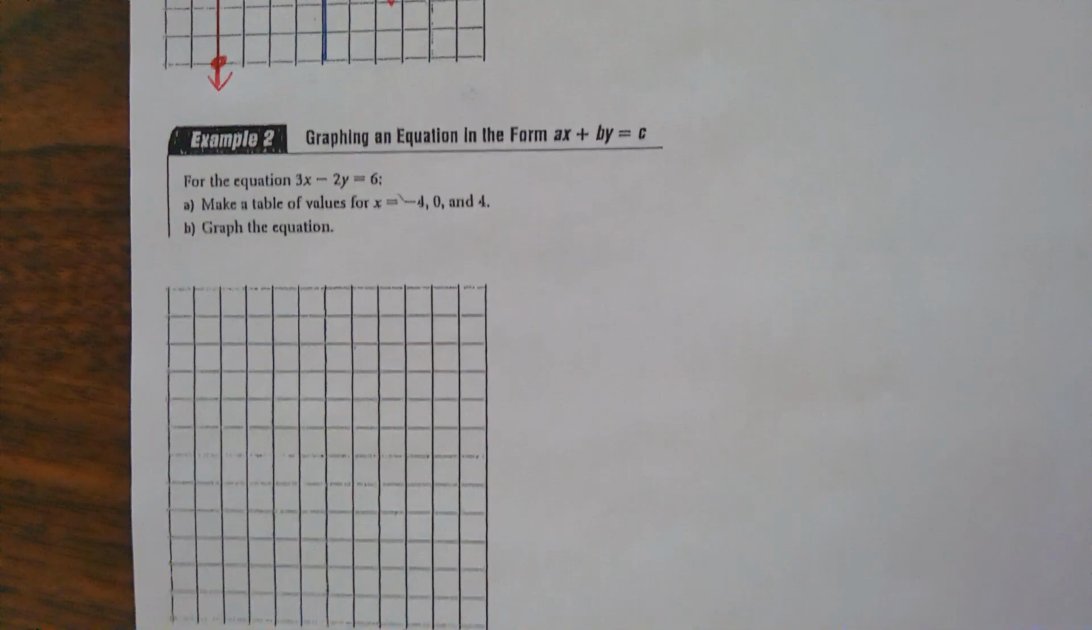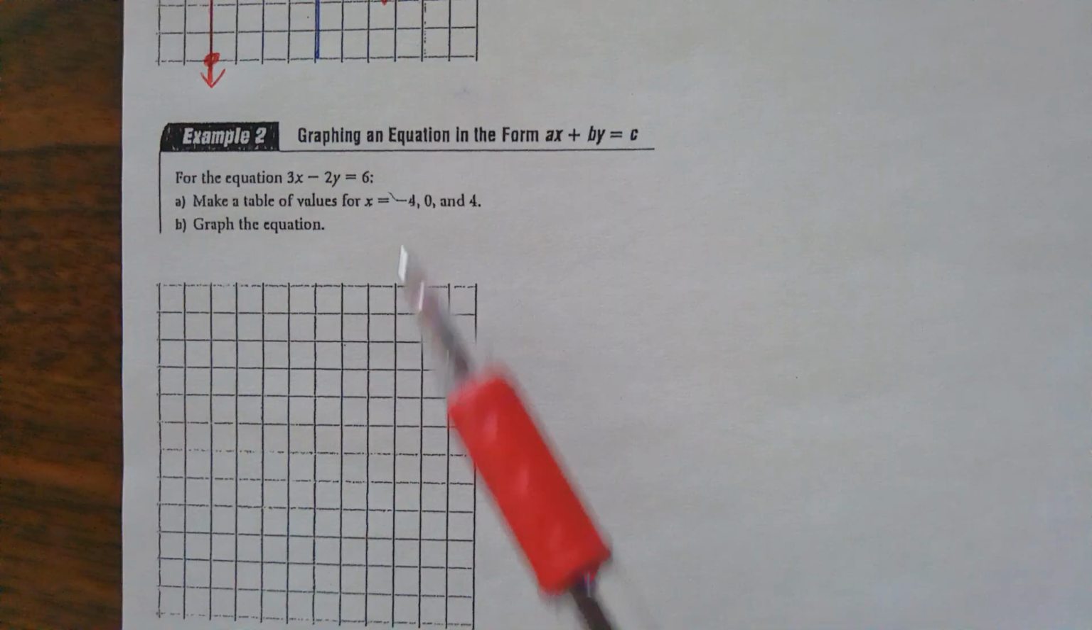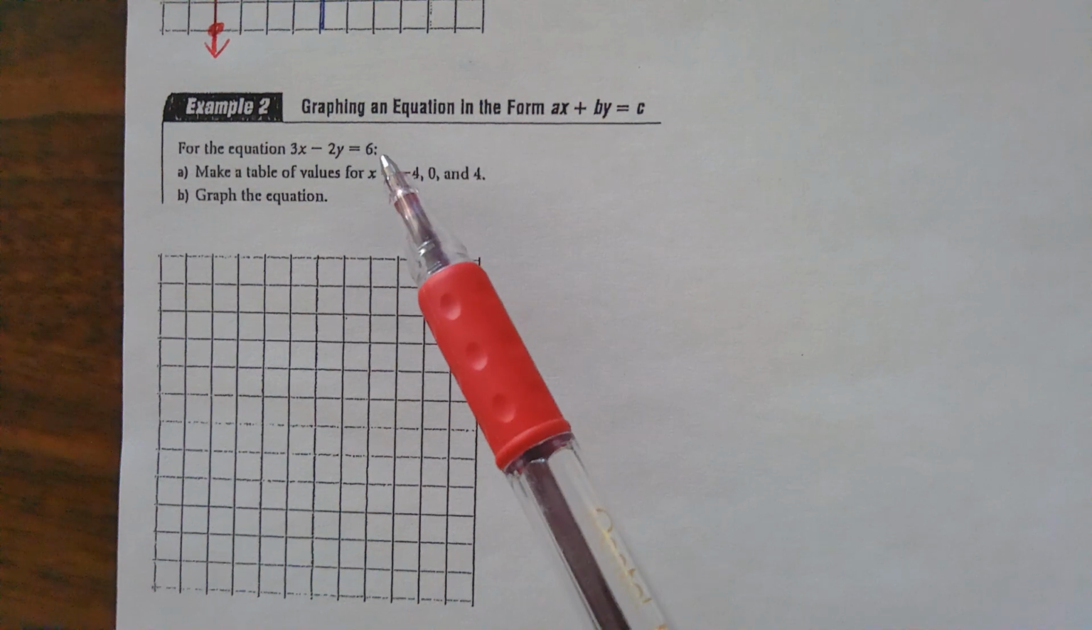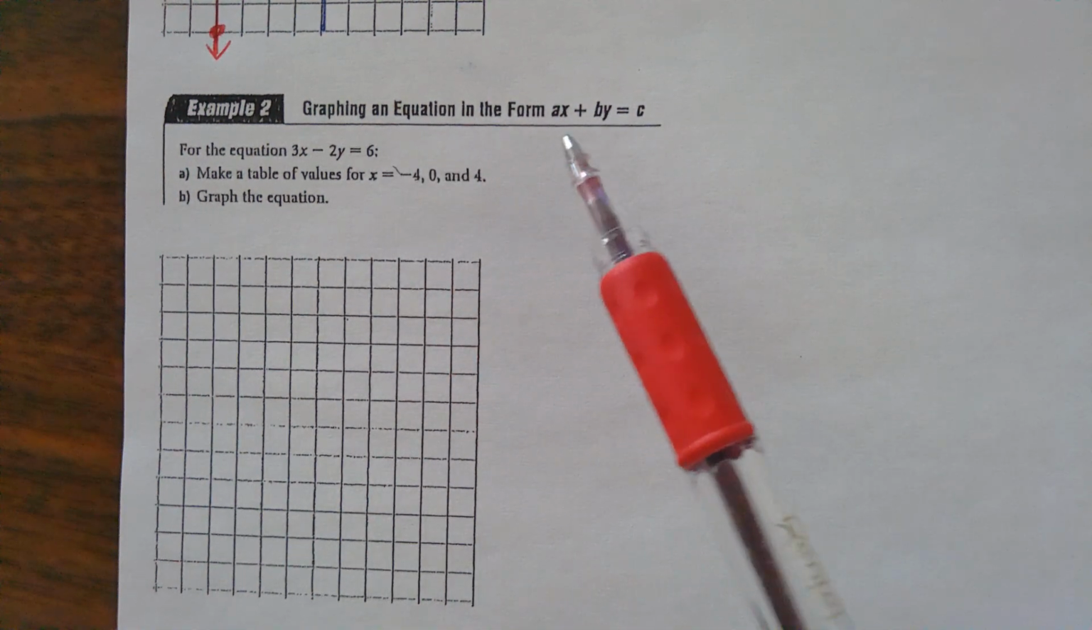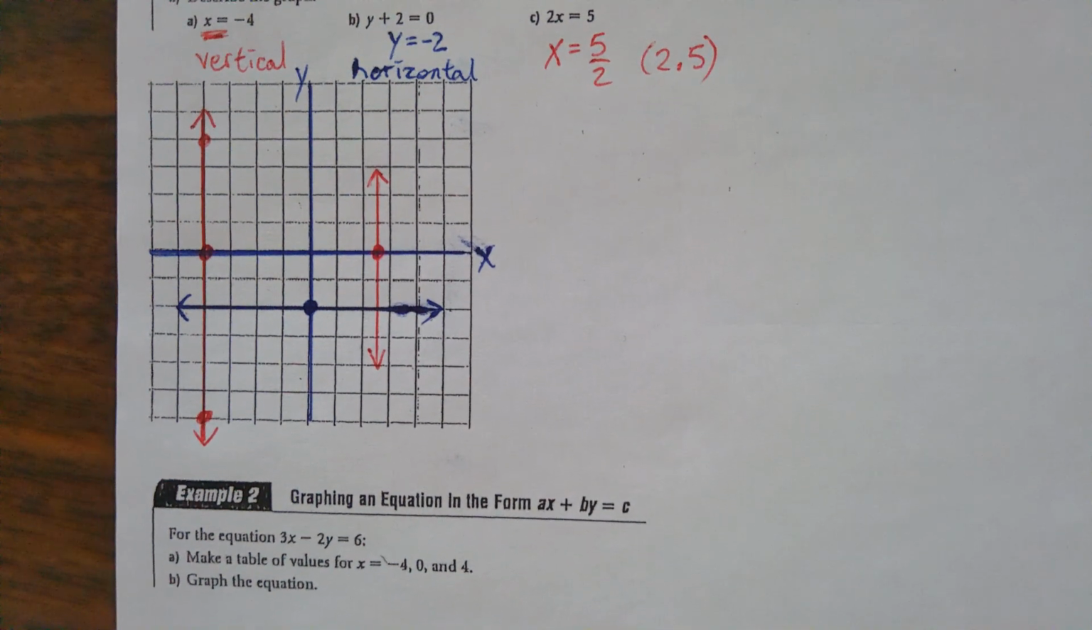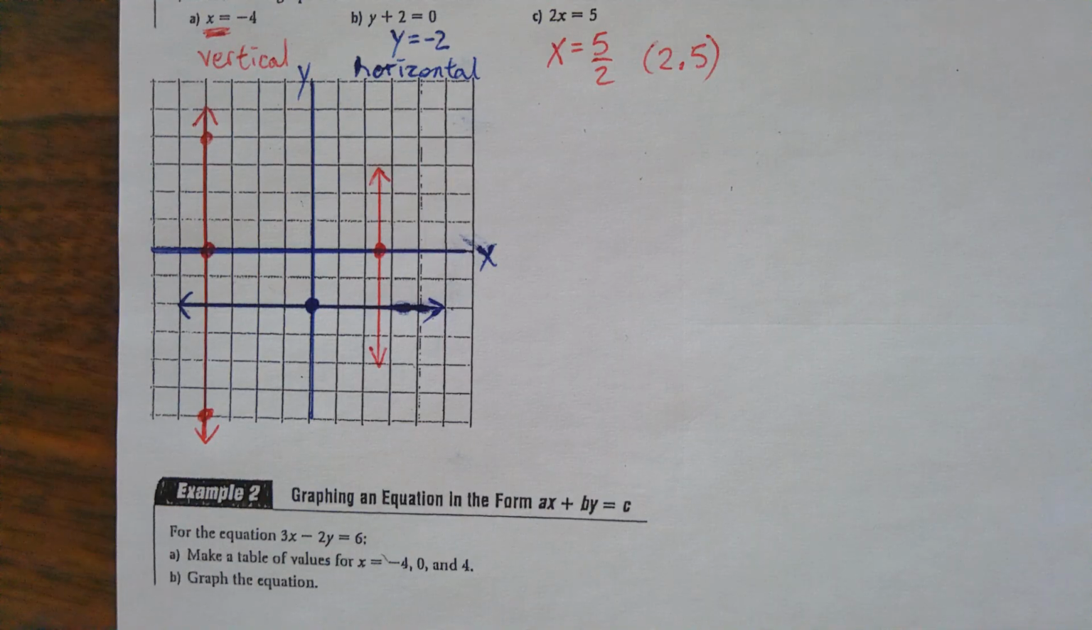Can you guys take 3 minutes to try this one right here? I'm going to give you a hint. The first step is you want to rearrange it into y equals mx plus b form. The second one, same page. So you guys are trying example 2 right now. Rearrange the equation to y equals mx plus b, and then create your table of values.